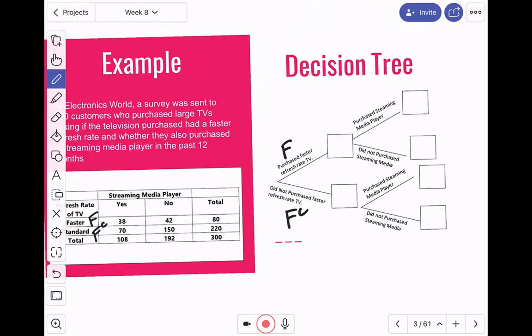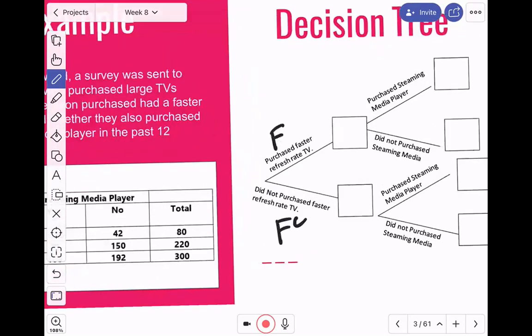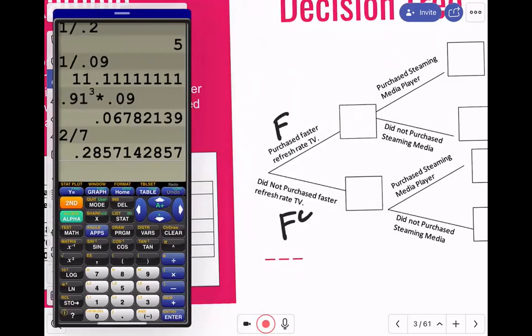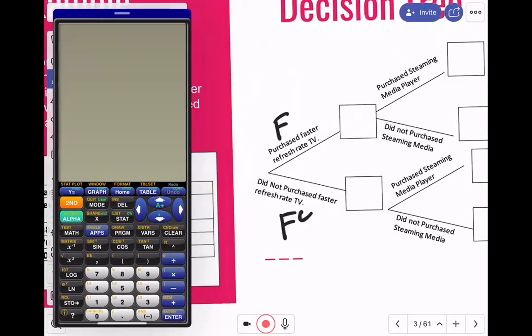80 out of how many total? 300. Thank you. So in this first box, we're just going to write 80 out of 300. Actually, I don't like writing it that way. I like writing the decimals because I do more with those, since we're going to do mostly multiplication. So I'm just going to do 80 divided by 300 and give you the decimal, which is 0.267.